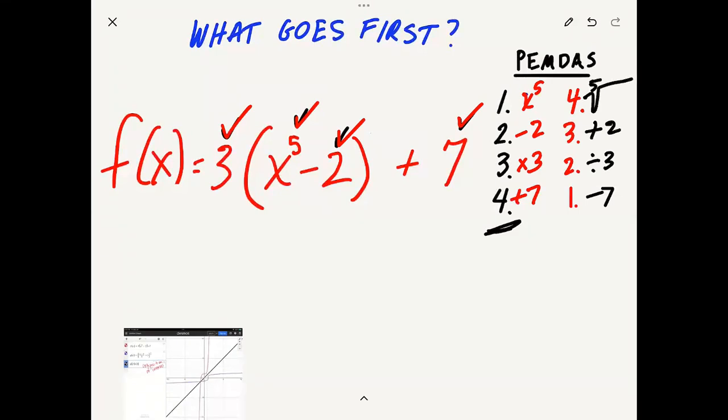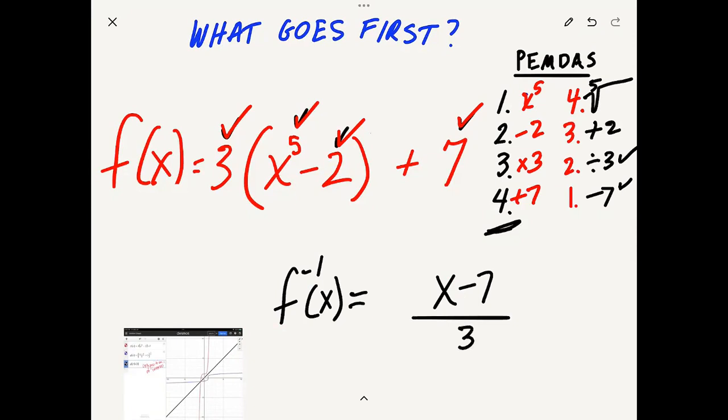Okay, so first thing I'm going to do is go here, and this is the inverse function. I know I'm starting with x. So the very first thing I'm going to do is subtract 7 from it. Done. Then I'm going to divide that whole thing by 3. Done. And then I'm going to add 2 to that quotient. Done. And then I'm going to take the 5th root of everything. So I'm going to put this whole thing as a 5th root. So boom, that's my inverse.